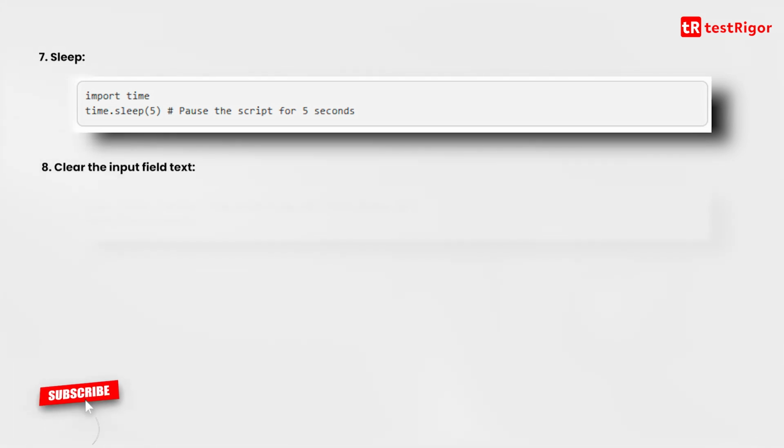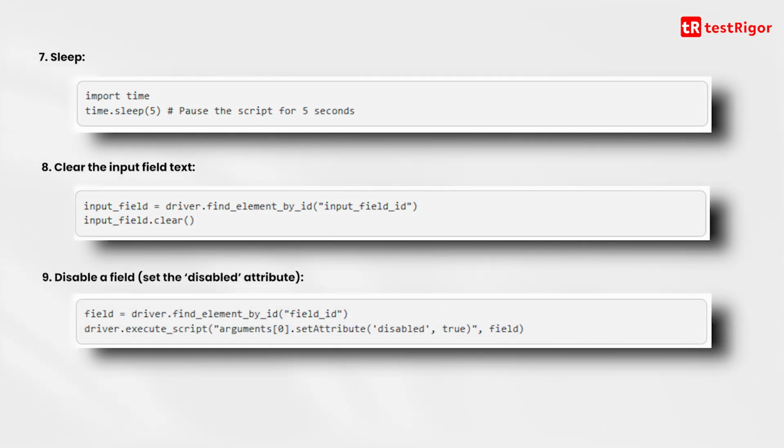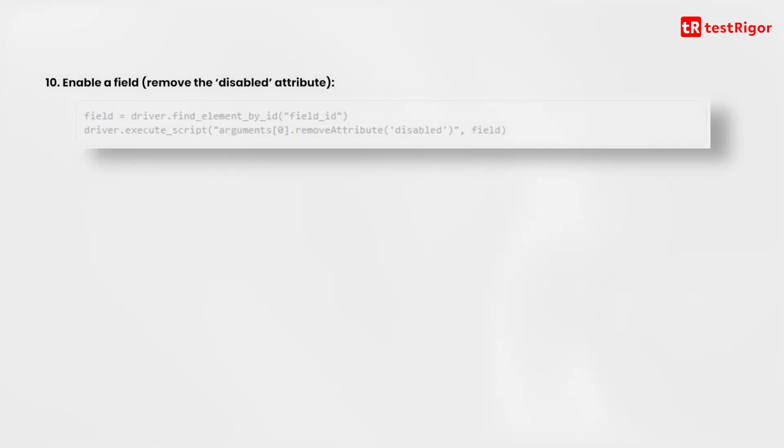Number 8. Clear the input field. At times, you may need to clear an input field. For that, you can use the clear function of the web element class. Number 9. Disable a field. If you want to directly manipulate DOM elements without using Selenium's built-in methods, then use JavaScript. You can disable elements and then enable them again. Number 10. Enable a field.